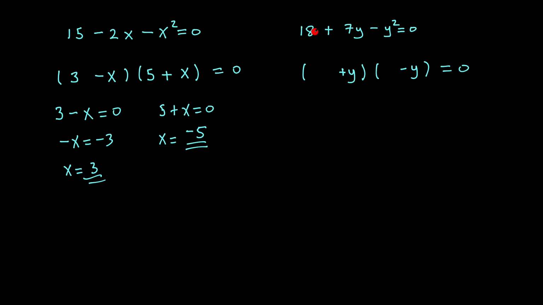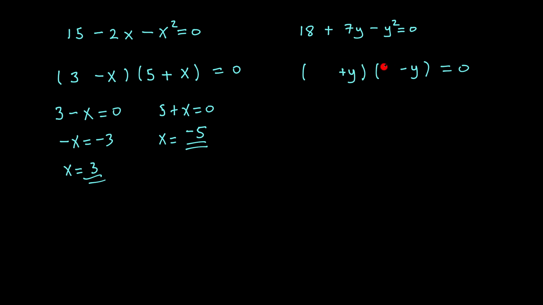The next step would be to find two numbers that multiply together to give me 18, but add to give me 7. Of course, the factors of 18 that would allow me to do that would be 9 and 2. But remember, because we have a negative, one's going to be a negative, one's a positive. So we want to get a plus 7y. In order to get a plus 7y, I need to multiply by the positive y.